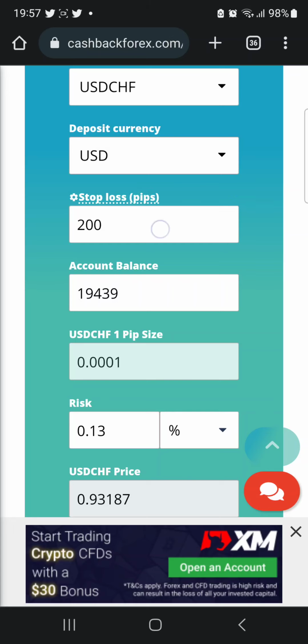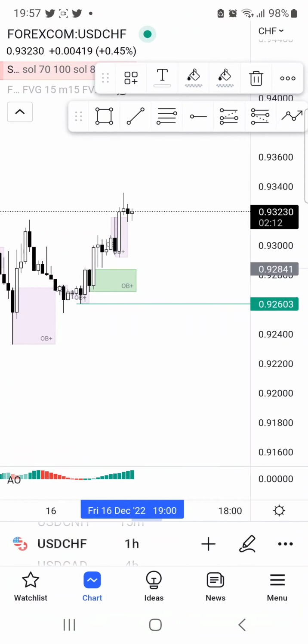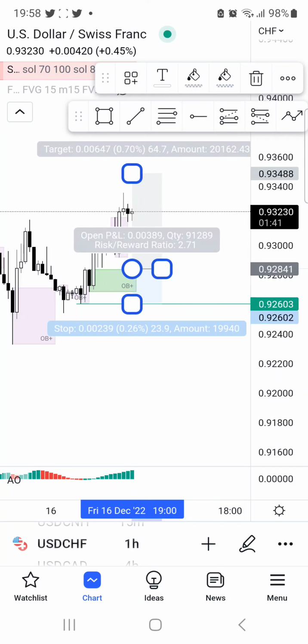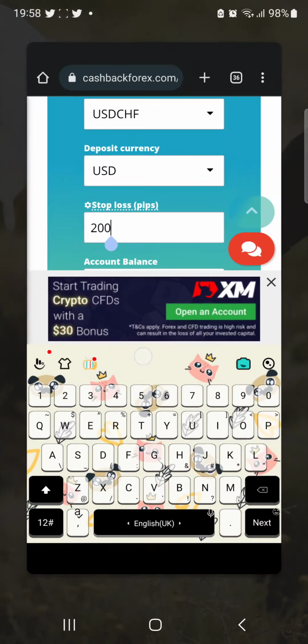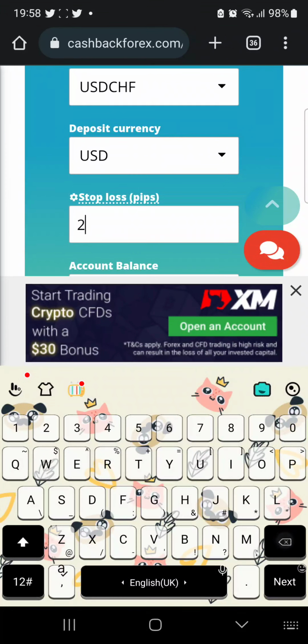So now the next thing is we want to put our pips. Where is the pips? The pips is what I told you before, that our pips is 23.9. I don't know, the network is not loading. Okay, so our pips is 23.9. So you have to put 23.9 here. Stop loss in pips 23.9.